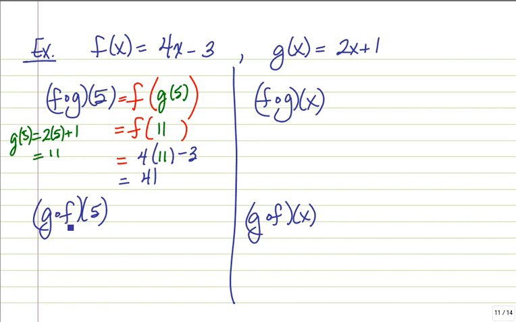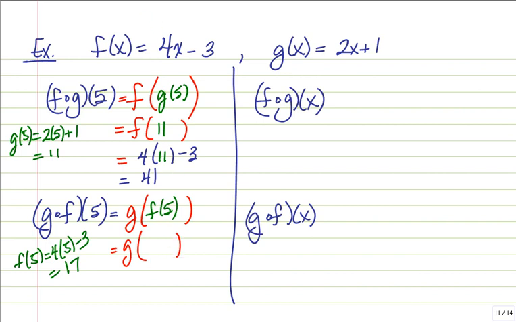Now what about g of f of 5? So that means to do g of f of 5. So now we've got to find f of 5 first. F of 5 is 4 times 5 minus 3, which is 20 minus 3, or 17. So now we're going to replace f of 5 with 17. And now we have to take g of 17.